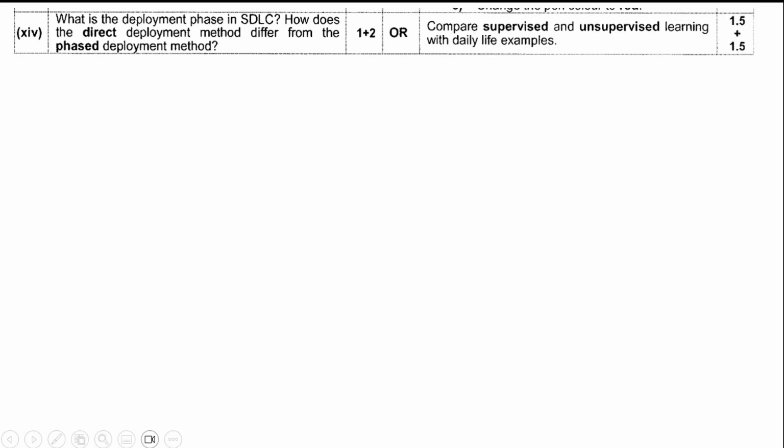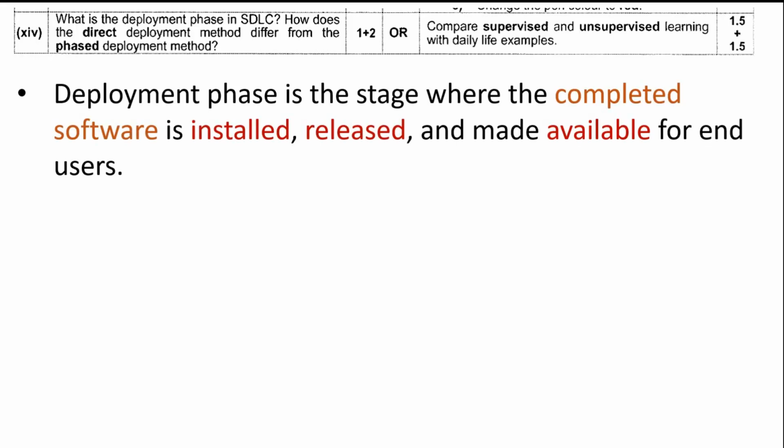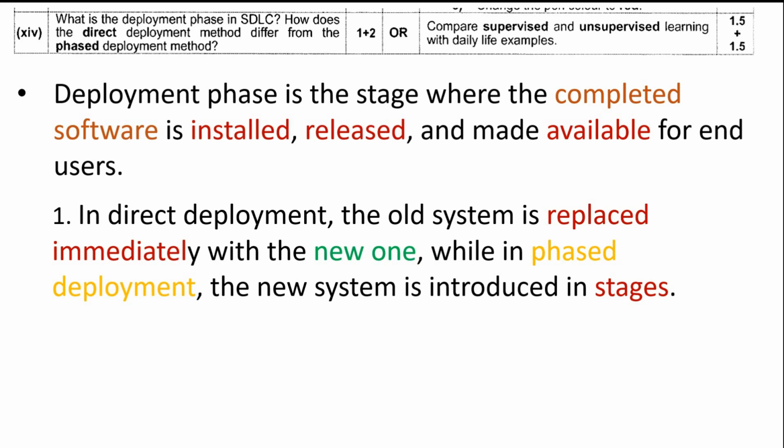Next, what is the deployment phase in SDLC? How does the direct deployment method differ from the phased deployment method? Deployment means you have completed the project and now you want to hand over that project to the customer. The deployment phase is the stage where the completed software is installed, released, and made available for the end users. Users can use it.